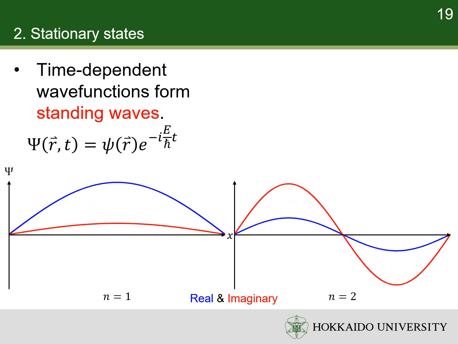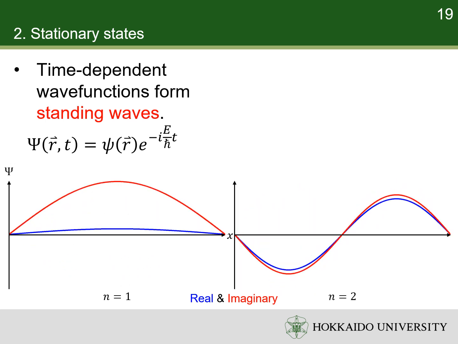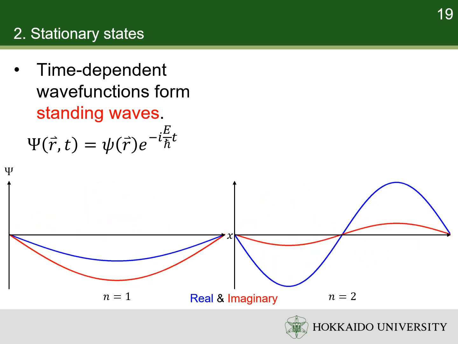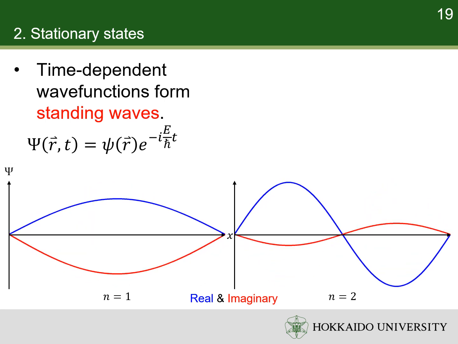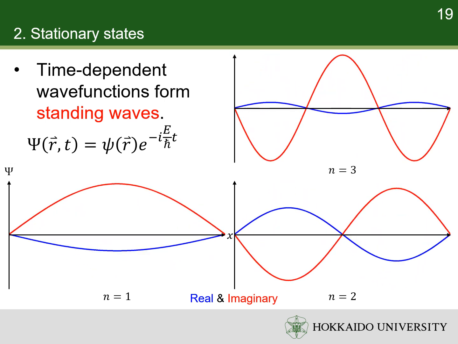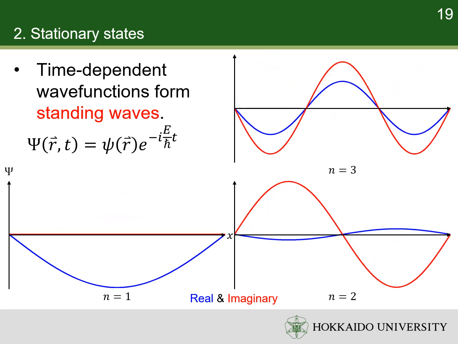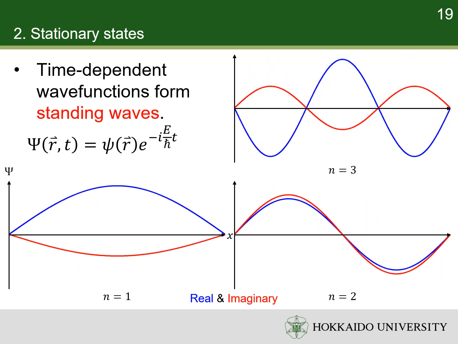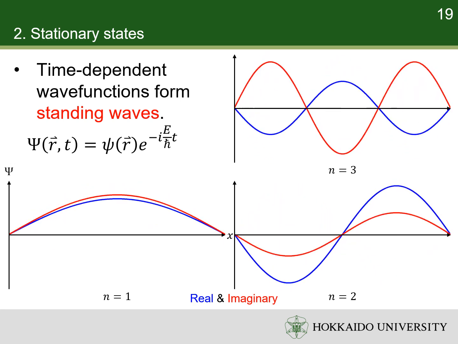The first excited state is given by n equals 2. It has twice wave vector and half wavelength of the ground state, as well as quadruple energy and frequency of the ground state. The second excited state is given by n equals 3. It has triple wave vector and 1/3 wavelength of the ground state, as well as 9 times energy and frequency of the ground state.